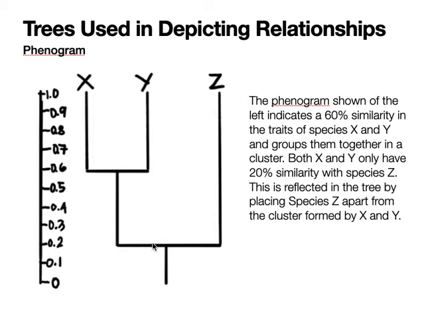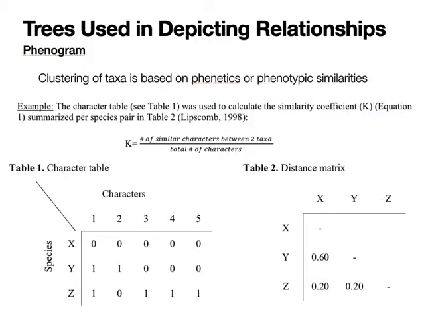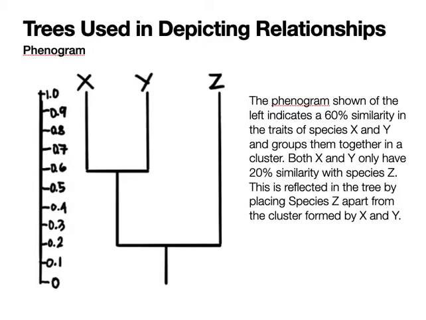So this can shift depending on the distance matrix that you use. So you can do this as an exercise if you're going to consider two or three similar character traits, then mag-change yung ating distance matrix, and then mag-change din consequently yung ating phenogram.